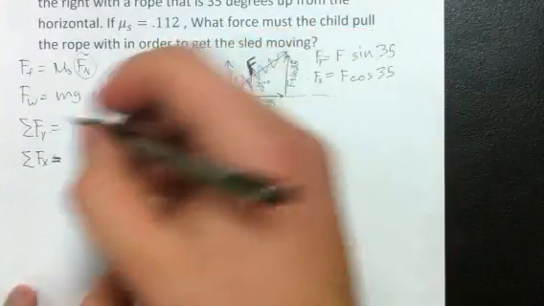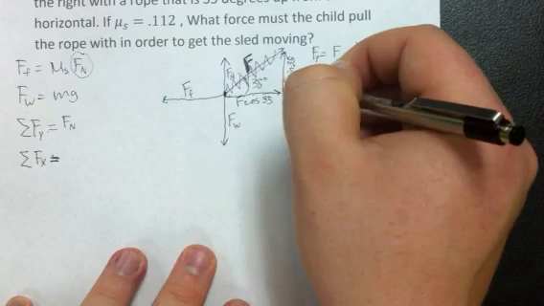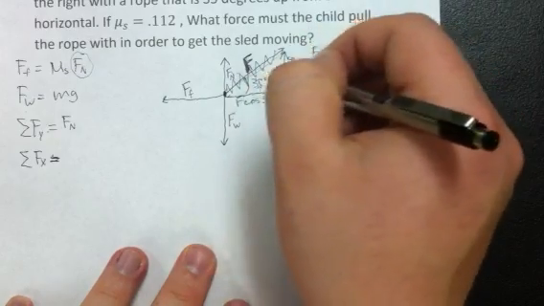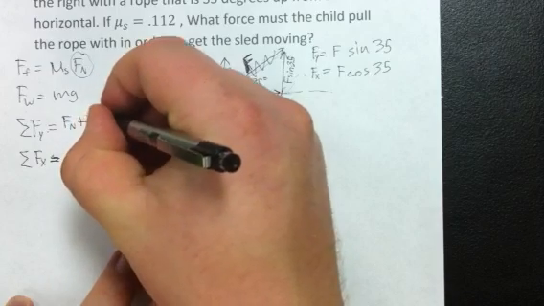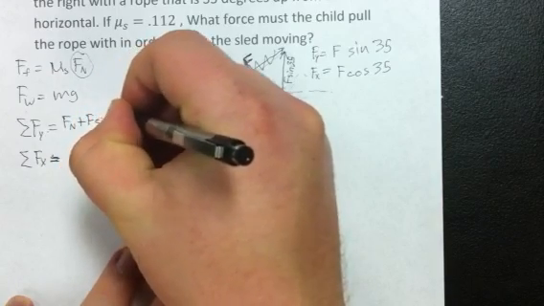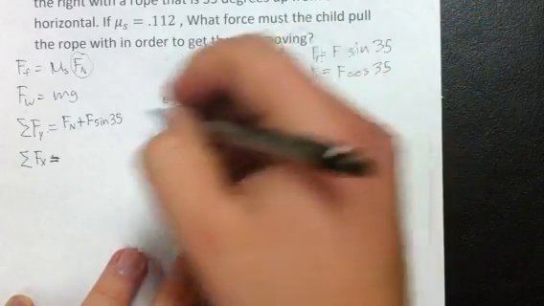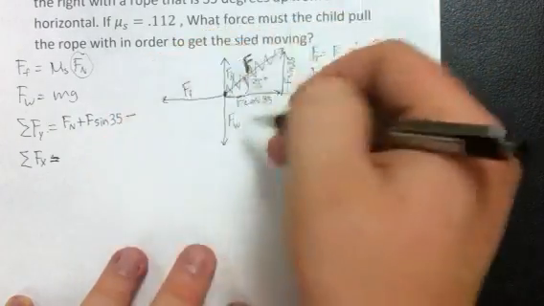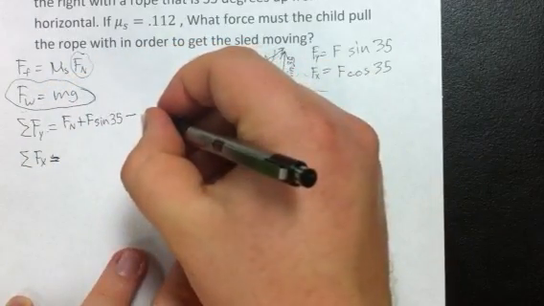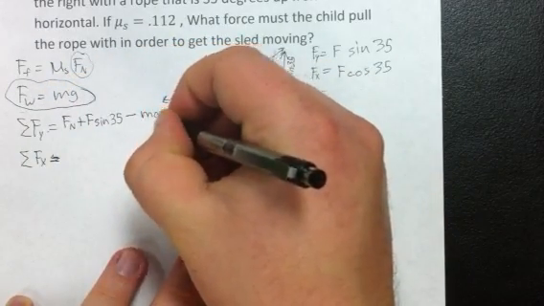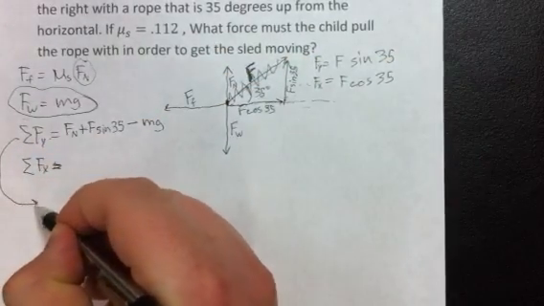So the normal force is going to be positive. It's acting in the up direction. The component of the force that's applied by the child in the up direction is also going to be positive, so it's plus F sine of 35. And the force caused by weight is going to act down. By the way, the force caused by weight is equal to mass times gravity, so we'll go ahead and put that in. Mass times gravity. Okay, I'm going to take this right down here so we have a little bit more room to work.